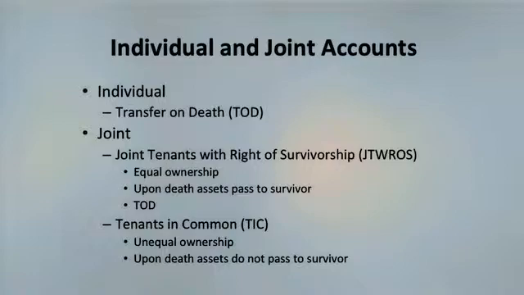Next, we look at joint accounts. There are two different types of joint accounts. There's the joint tenants with right of survivorship, you'll probably see that as JTWROS, and there's tenants in common, you'll probably see that as TIC. Let's look at the details of the JTWROS account. Equal ownership. Upon death, assets pass to the survivor, and the JTWROS account could be marked as a TOD.